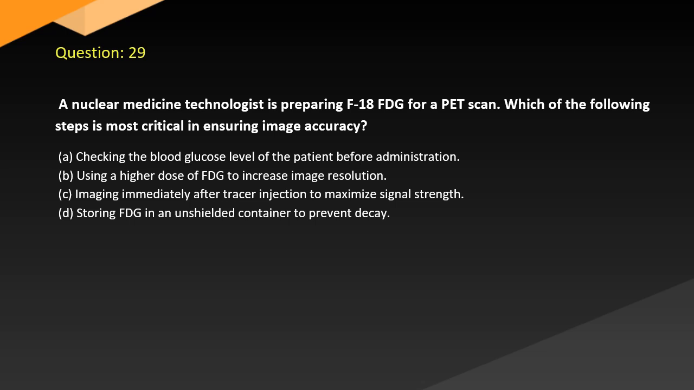Question 29. A nuclear medicine technologist is preparing F-18 FDG for a PET scan. Which of the following steps is most critical in ensuring image accuracy? A. Checking the blood glucose level of the patient before administration. B. Using a higher dose of FDG to increase the image resolution. C. Imaging immediately after tracer injection to maximize signal strength. D. Storing FDG in an unshielded container to prevent decay.